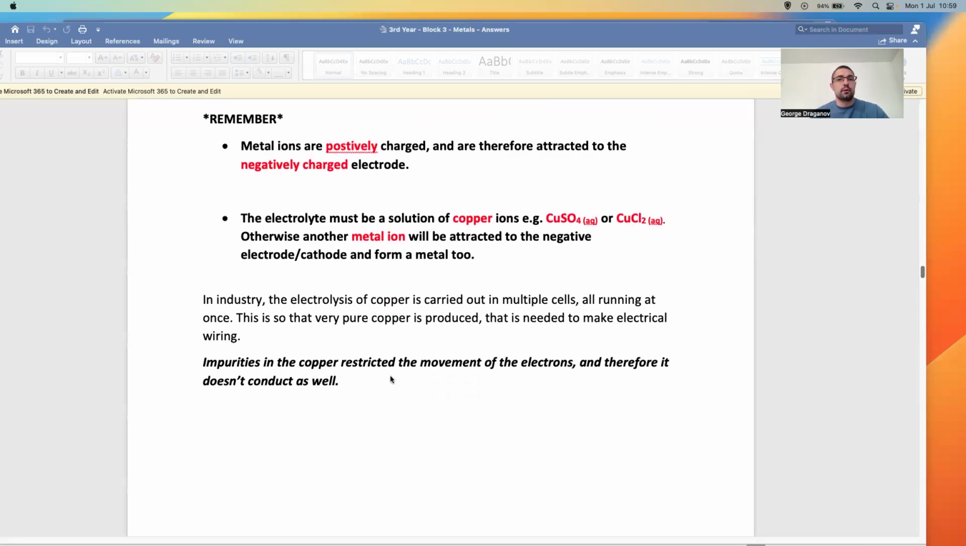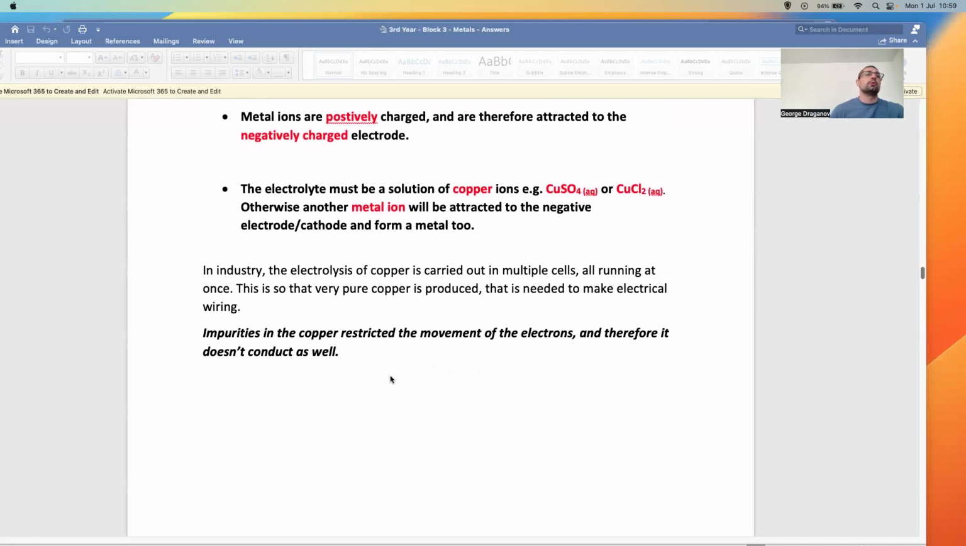Impurities in the copper restricted the movement of the electrons, and therefore it doesn't conduct so well. So we don't want to use impure copper for wires, for example, because impurities will restrict movement of the electrons. That's why alloys will conduct less readily, for example, because the layer structure is disrupted and it's harder for the delocalized electrons to move through it.